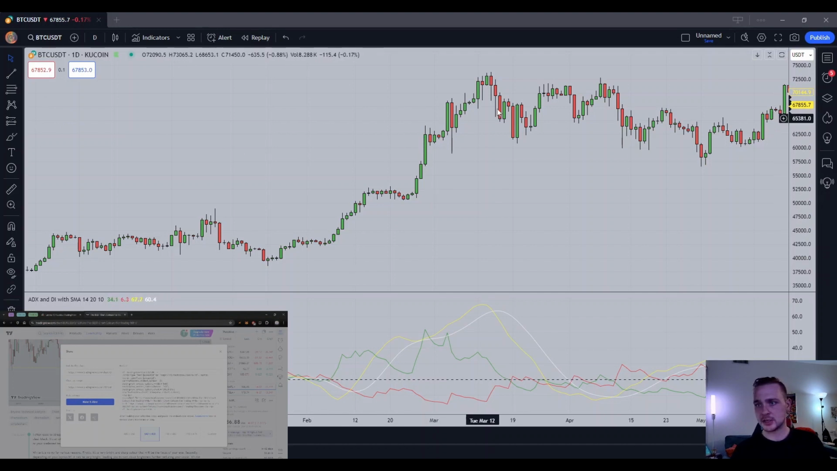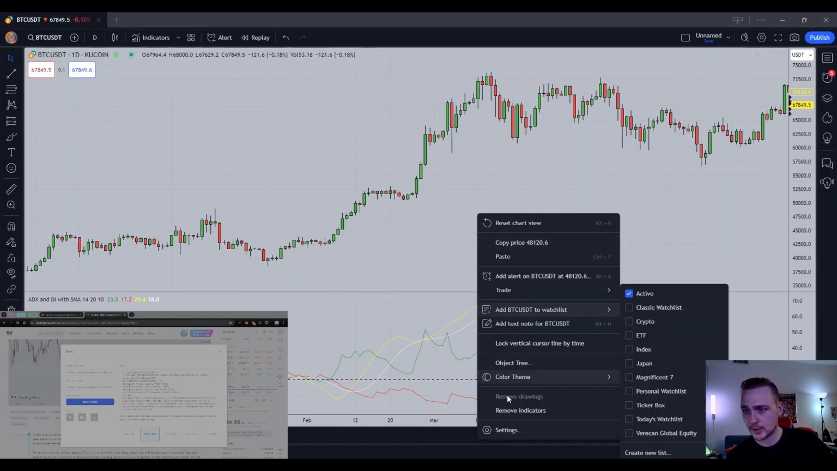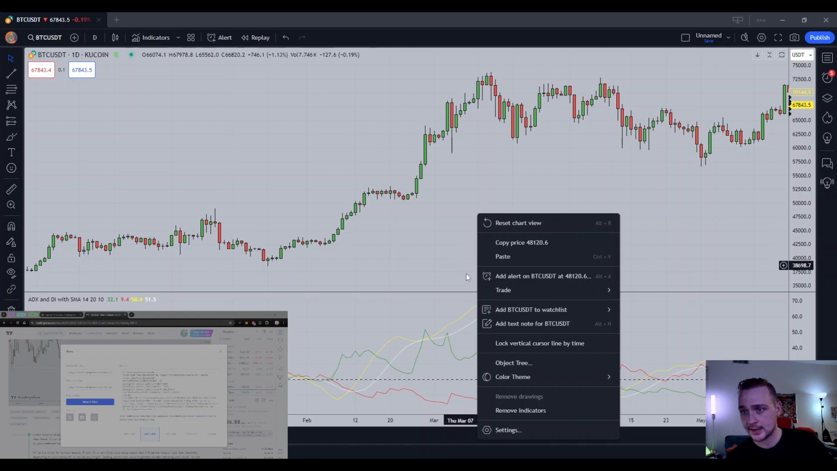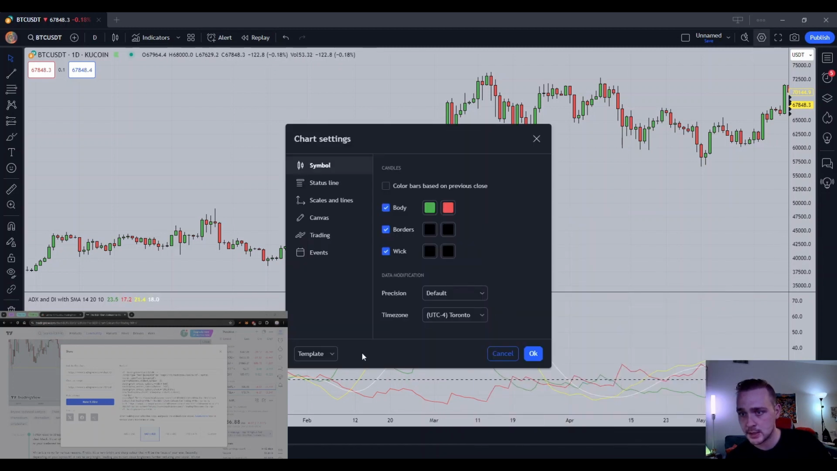Once it loads and you get the colors, what you want to do is save it. So right click on the page, go to settings, then go to your templates and save it as a new template right there.